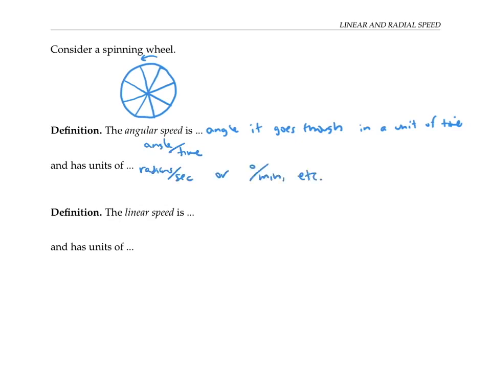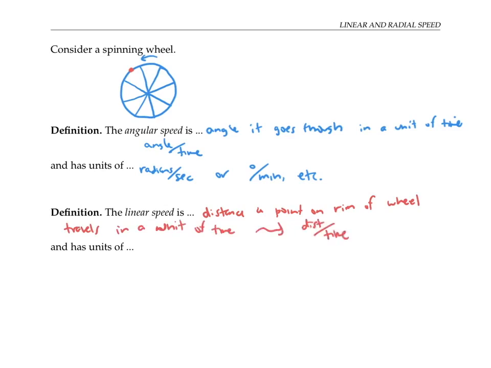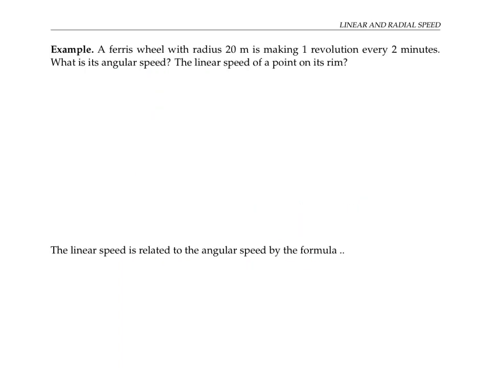The linear speed is the speed of a point on the rim of the wheel. So that is the distance a point on the rim of the wheel travels in a unit of time. I can think of that as distance per time, and so it has units of something like meters per second, for example, or it could be per minute, etc. Suppose we have a Ferris wheel with radius 20 meters that's making one revolution every 2 minutes. We want to find its angular speed and the linear speed of a point on its rim.